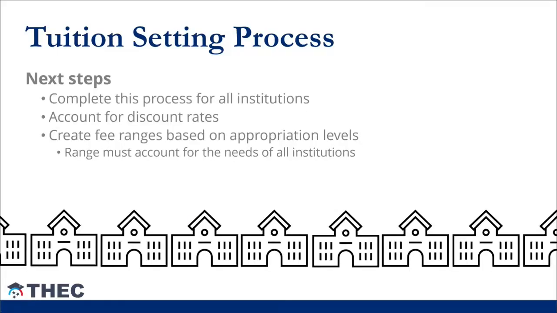As I mentioned, we do this for all institutions. We also incorporate discount rates. You mentioned institutional scholarships. Some of our institutions have reasonably high discount rates, which means while they may have a sticker price that's a good bit higher, they're only making 70 cents on the dollar for that sticker price. And so we account for that in the model. We also create ranges based on those appropriation levels. So the more we receive in appropriations, we incorporate that into the model. We expect the range will be lower.